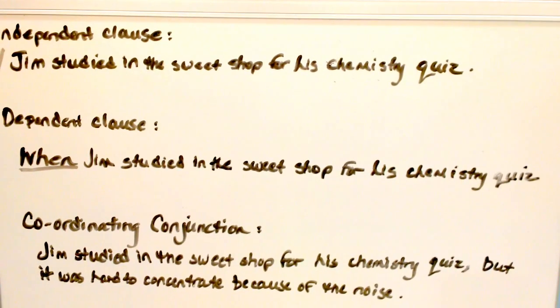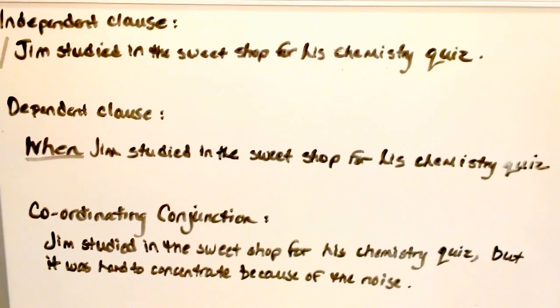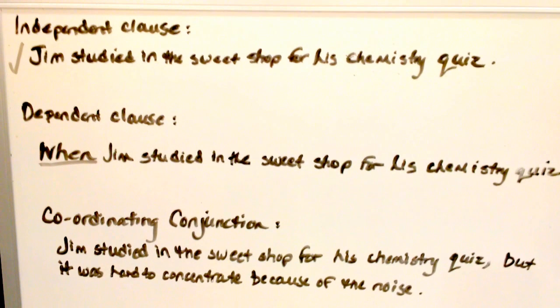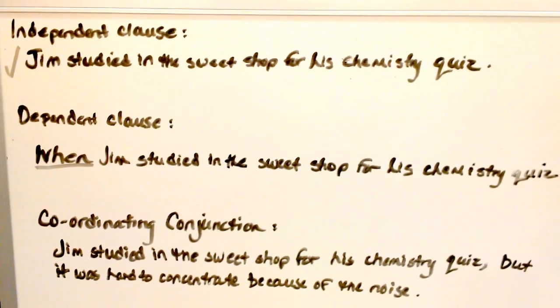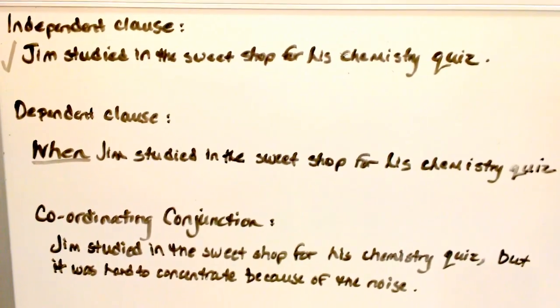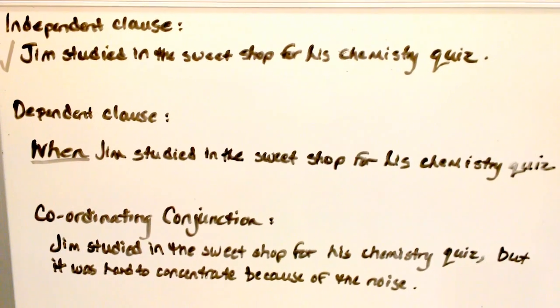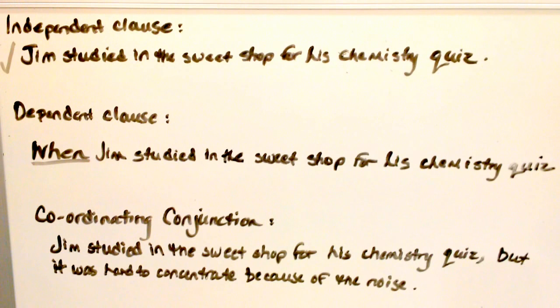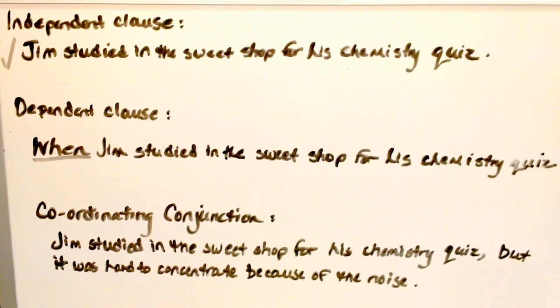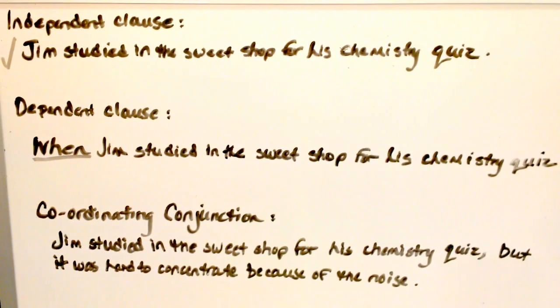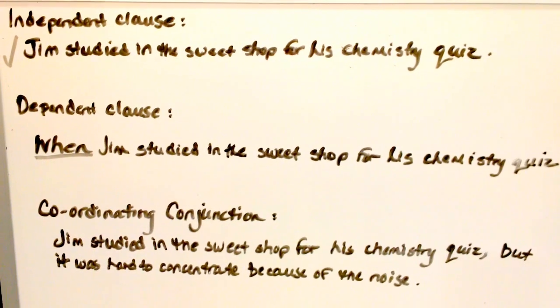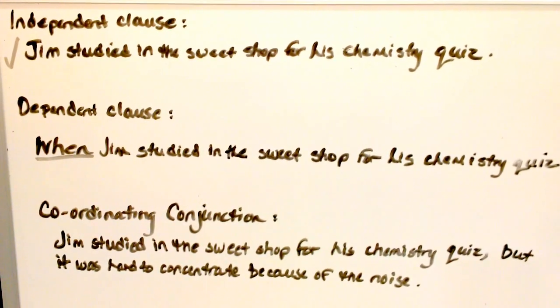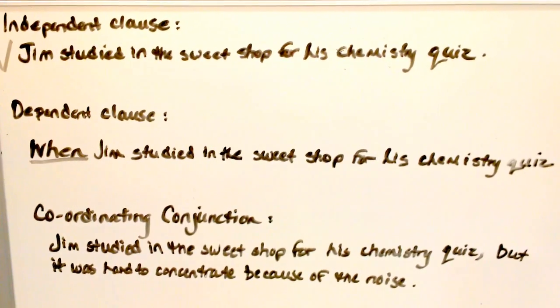Here's a list of some dependent marker words. After, although, as if, as, because, before, even if, even though, if, in order to, since, though, unless, until, whatever, when, whether, while, whenever. There are ways of connecting dependent and independent clauses.